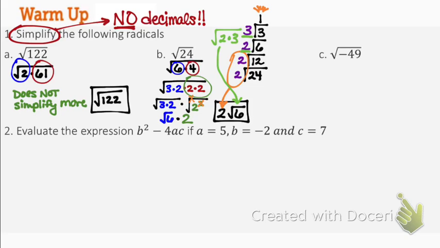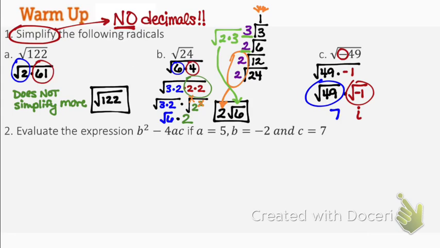All right. Last one on number 1. Square root of negative 49. What's the problem with this? It's got a negative under there. So this is going to be the square root of 49 times negative 1. So the square root of 49 times the square root of negative 1. You're absolutely correct that this is i. What about the square root of 49? Is that nice and pretty? 7. So my final answer here would be 7i.